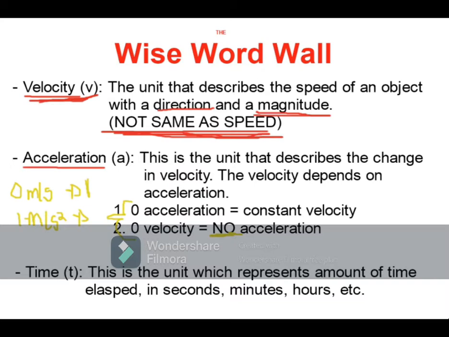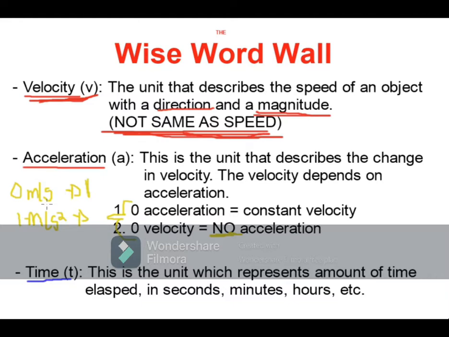So the next vocab word is time. Well, time is easy because it's just time. It is a unit which represents the amount of time elapsed in seconds, minutes, or hours, and so on. So you can represent this in years, decades, or even centuries, but it just represents a value for the amount of time elapsed. Like in meters per second, it says the object traveled some meters over that many seconds.